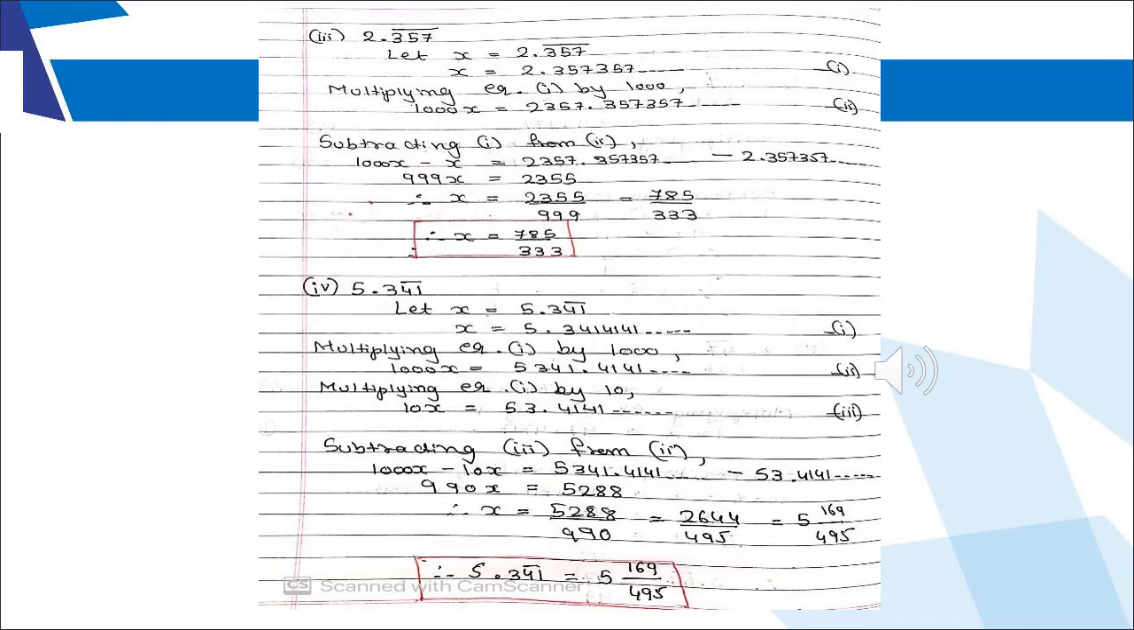Continuing the same concept, one more example, 2.357 bar. Again, the first step is assume the question as x, remove the bar and number it as 1. So I've written x is equal to 2.357357, and so on, as equation number 1. Then here 357, 3 digits are recurring. That's why I have multiplied equation 1 by 1000. So x into 1000 is 1000x, and 2.357357 multiplied by 1000: a decimal point will shift 3 times to the right. So it will come after 7.